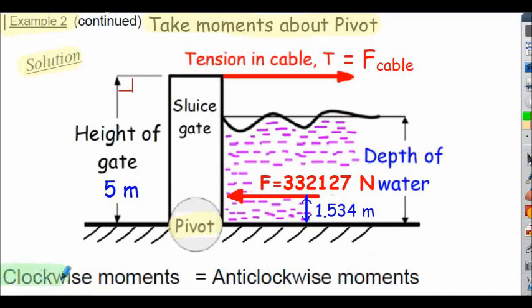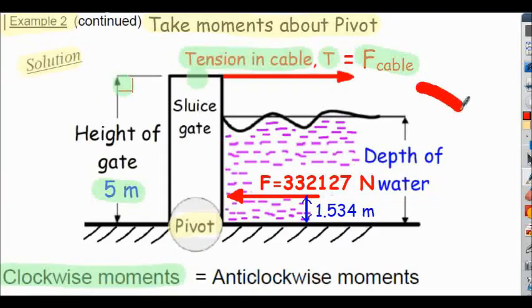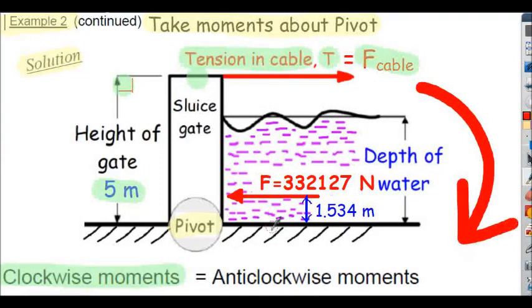Let's initially consider the clockwise moments about the pivot. There's only one clockwise moment, and it's generated by the tension in the cable, labelled T in the original diagram. For calculation purposes, I often refer to that as F cable, force in the cable. So the moment generated is the force multiplied by the perpendicular distance about our pivot point, and that's 5 meters. That's the height of the sluice gate, because the cable is connected at the top of the sluice gate. So F cable times 5 generates a clockwise moment about the pivot point.